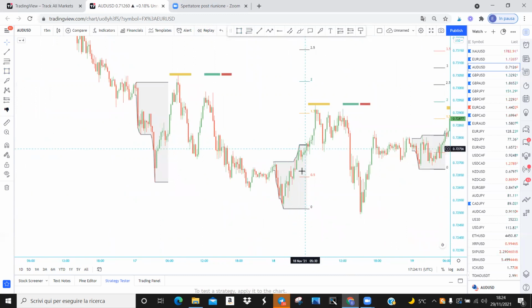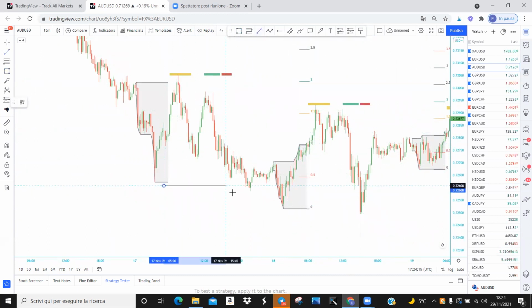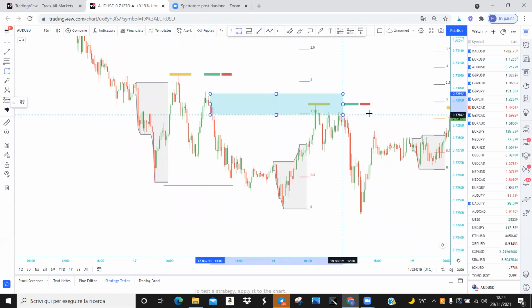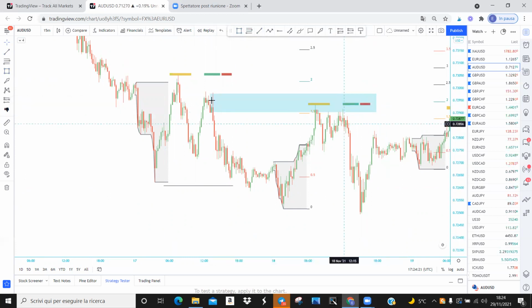Now here, Asian range projection, perfect. Where is the direction of the market? Breaker structure to the downside, supply level.